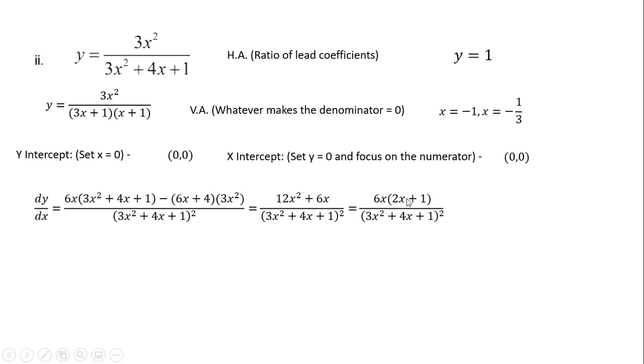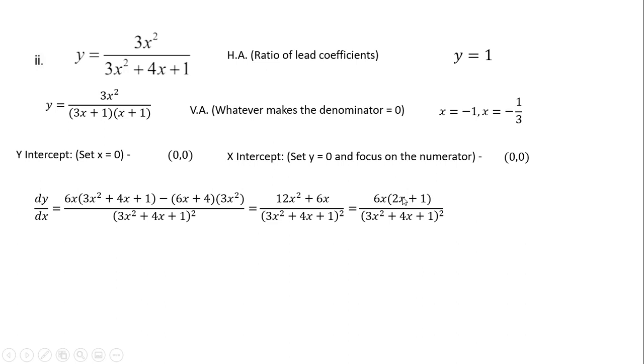In this form, I can see where the function is increasing and decreasing. One of the things we talked about in one of our previous classes was where the function is increasing or decreasing. The bottom of this function is always positive, because I'm squaring it, so I really need to focus on the top. The top gives us this.